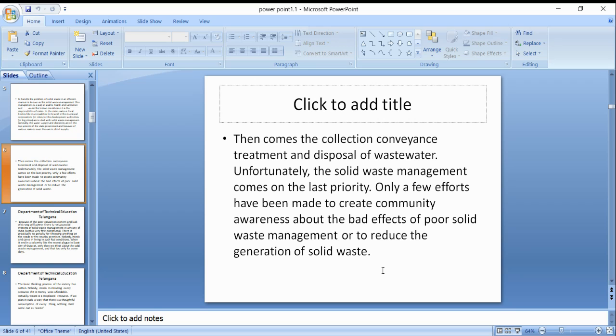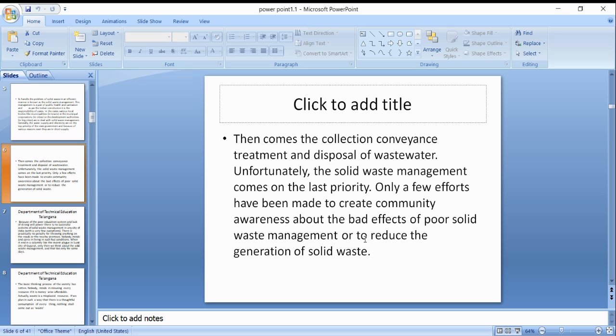Wastewater is connected to sanitation: the water from the household kitchen and the bathrooms is collected into the drains. But the solid waste will not be collected that way. Some management should be there, so the municipality will collect that solid waste.